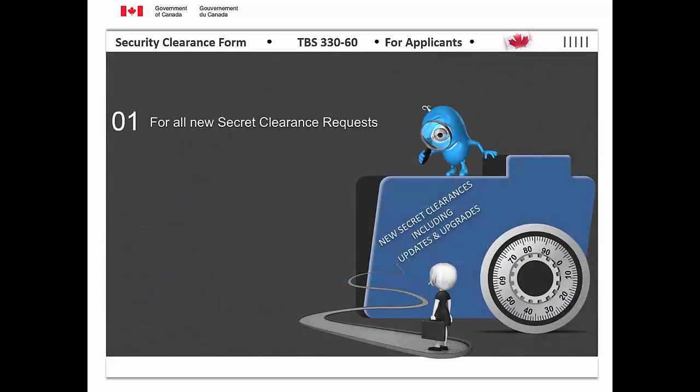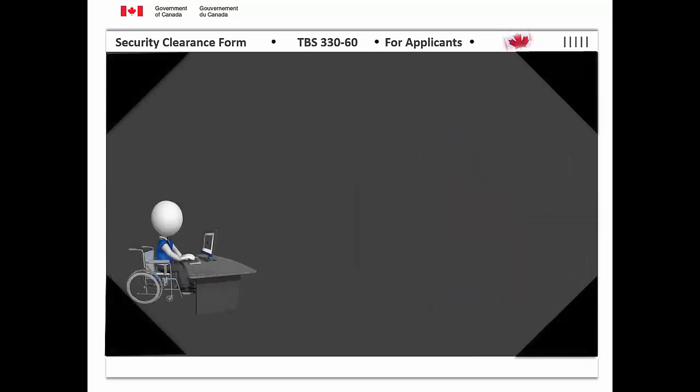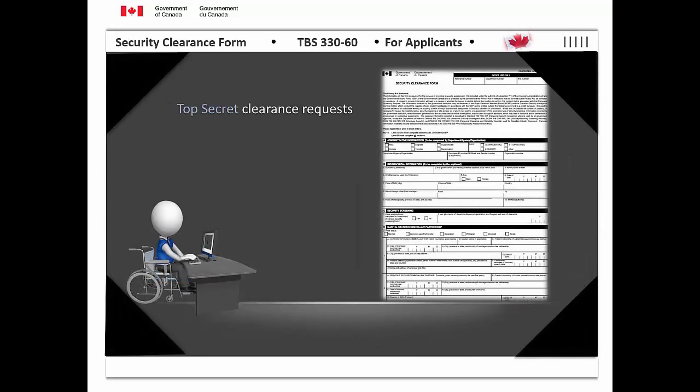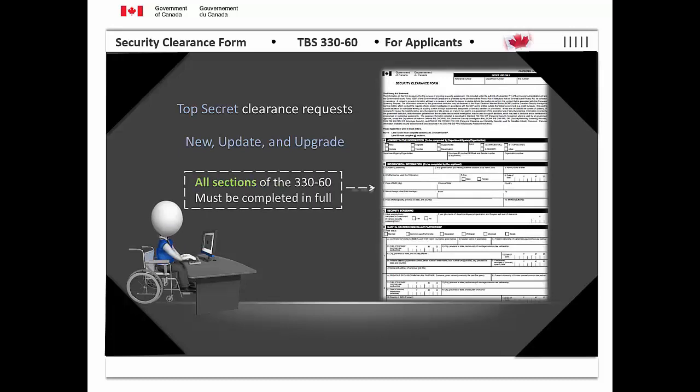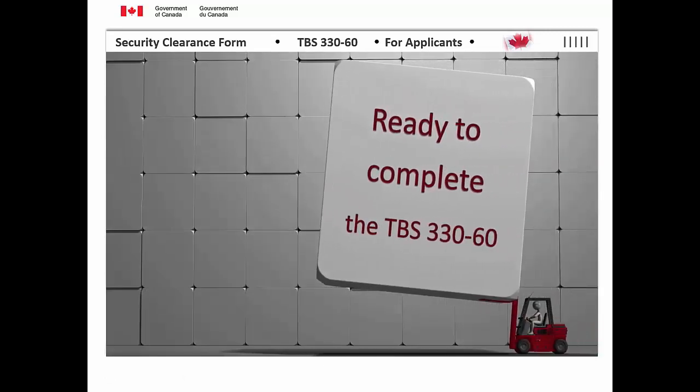For all new secret clearance requests, including updates and upgrades, Sections A to J and Section P of the form must be completed in full. For top secret clearance requests, new, update and upgrade, all sections of the 330/60 must be completed in full. Are you ready to complete the security clearance form?